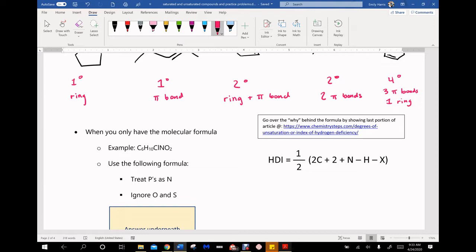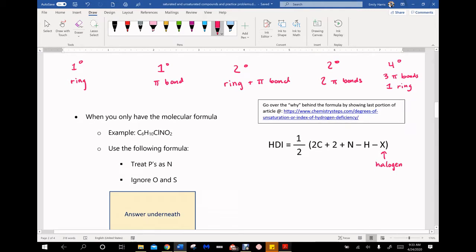And so the way the formula is put together is 1/2, that's everything's going to be multiplied by that. Then you open the parentheses, then it's 2 times the number of carbon atoms plus 2 plus the number of nitrogen atoms minus the number of hydrogen atoms minus X. And X stands in for anything that's a halogen in group 17, like chlorine, bromine, iodine, fluorine, all those guys. And so let's do it as an example with our compound here.